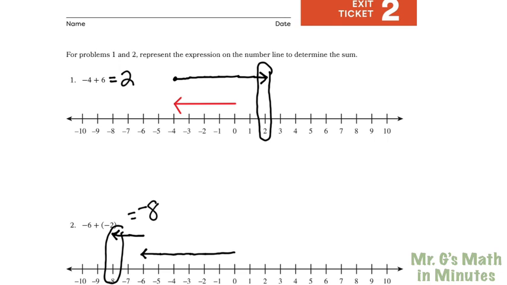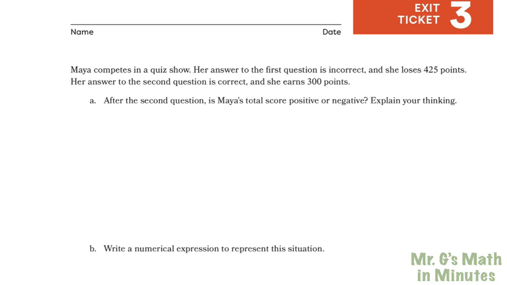So different strategies that we were using. In lesson 5, we use decomposition and additive inverses to help us solve problems. So here we have lesson 3, and it says Maya competes in a quiz show. Her answer to the first question is incorrect, and she loses 425 points. If you lose 425, that's going to be a negative. And then her answer to the second question is correct, and she earns 300 points. So that would give you 300. After the second question, is Maya's total score positive or negative?